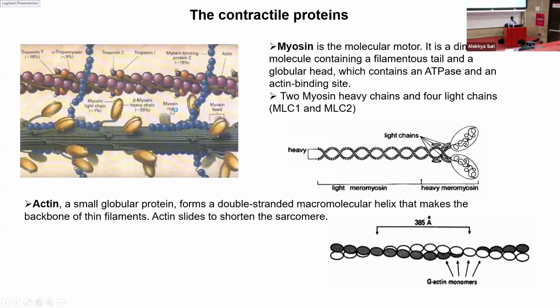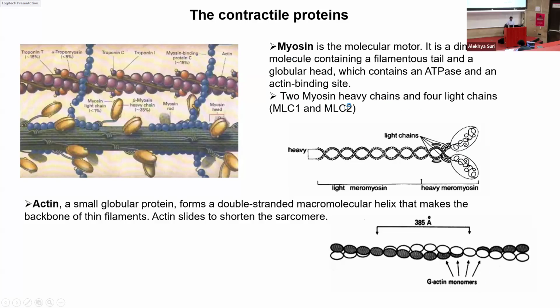The first important molecule is myosin, which is a molecular motor. It's a dimeric molecule containing a filamentous tail and a globular head. This head contains the actin binding site. Also, it has the ATPase activity, so this is where the ATP binds and is hydrolyzed. And this is also the region where it interacts with the actin molecule.